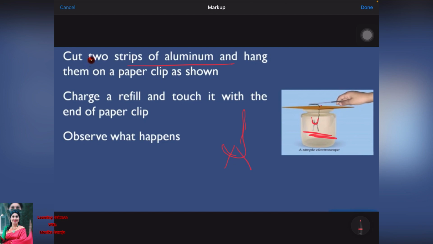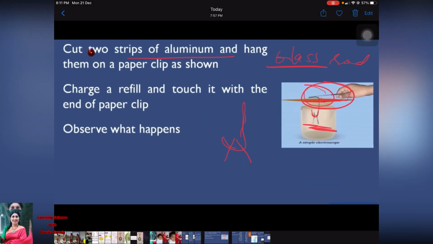Then you have to take a charged refill. You can charge it with the help of woolen cloth, or you can also take a glass rod. You have seen earlier that you rubbed the glass rod with the silk cloth. Any charged object you have to take, beta. Then you have to touch that charged body, it may be a refill or a glass rod, to the paper clip, this metallic clip which is made up of metal. Now you have to observe what will happen.